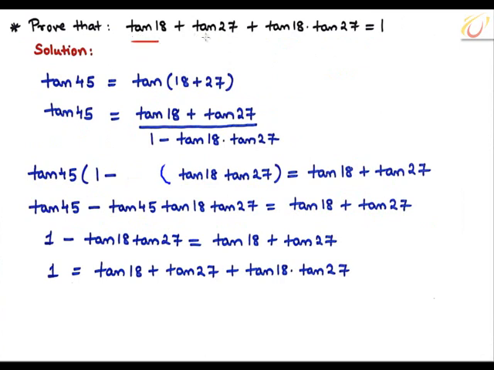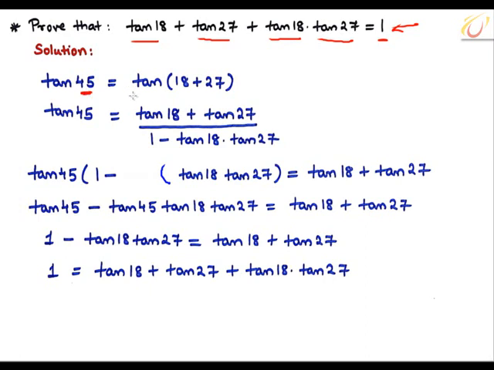Tan 18 plus tan 27 plus tan 18 into tan 27 should be equal to 1. Again, the first thought that should run in your brain is why the numbers are given in such a way. So is there an algebraic link? 18 plus 27 gives us 45 and we know tan 45 is 1. So there must be some relation with tan 45. Let us look at it.